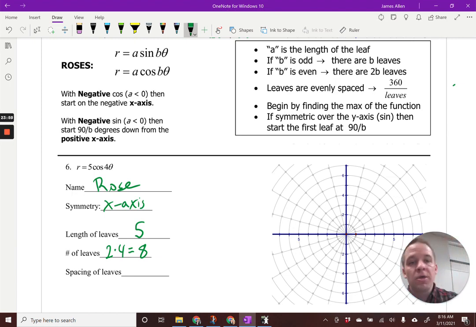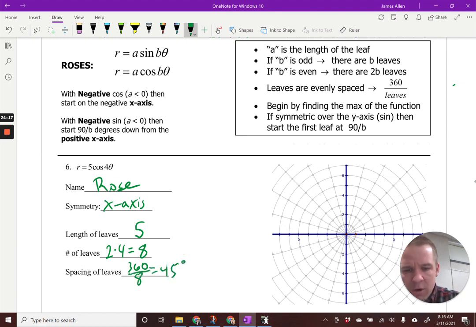Okay, now when we space these, 360 divided by 8, or 2 pi, right, will give us the spacing of our leaves. So let's go ahead and do that. So here we can either do 360 divided by 8.